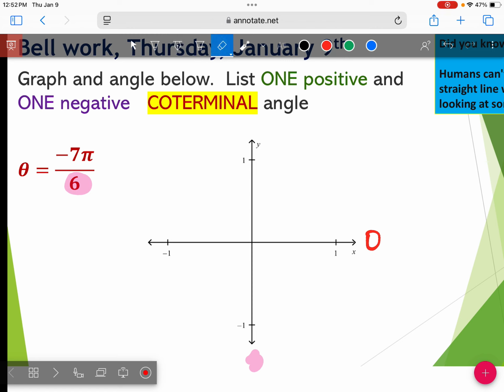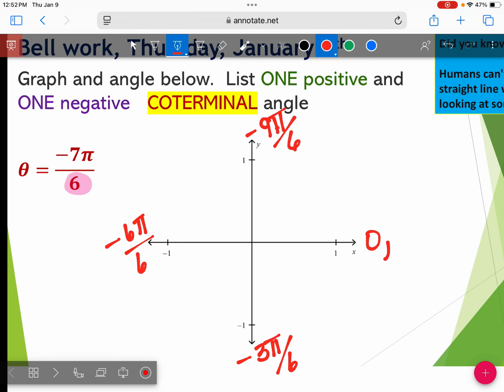Negative 3 pi over 6. And then I'm counting by 3. So this would be negative 6 pi over 6. And then what would be at the top? What's 6 plus 3? Not 12. 9. Yep. Negative 9 pi over 6.